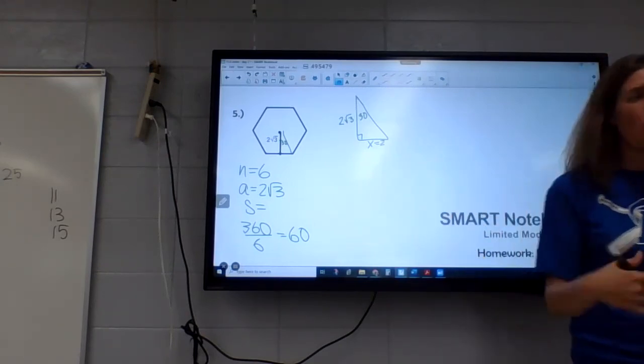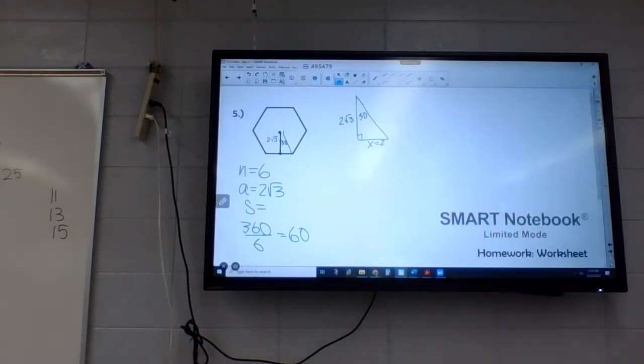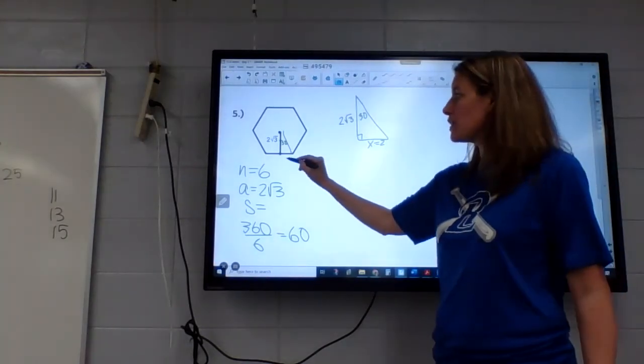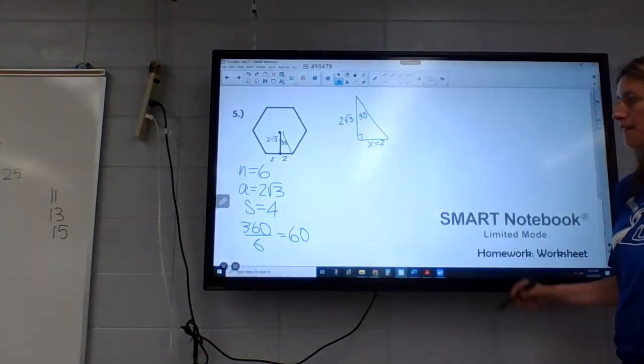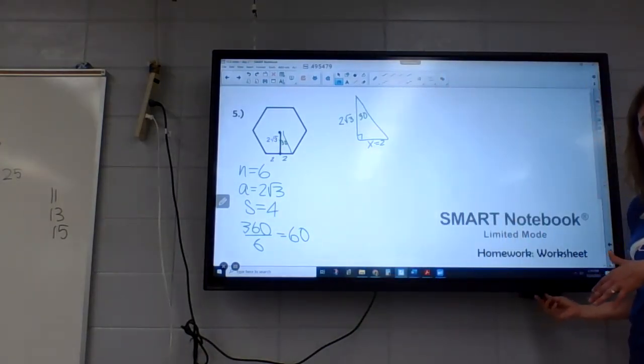If it's set up well, I don't have to divide by the square root of 2 if it's not a nice number, but that one's really nice. So x ends up being 2. So this is 2, this is 2, so the side is 4. And then again, we just do our formula.